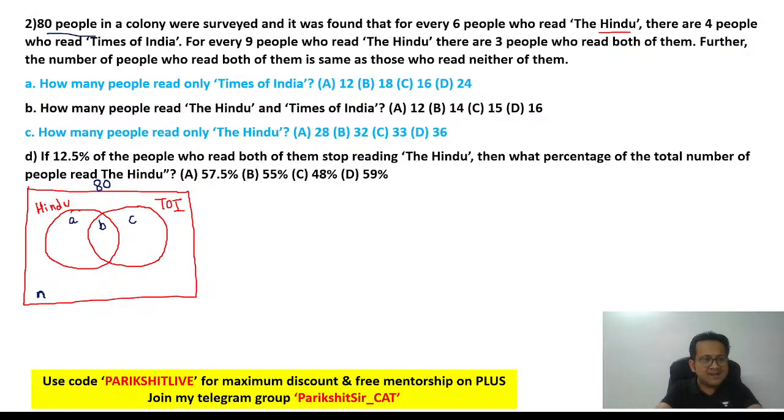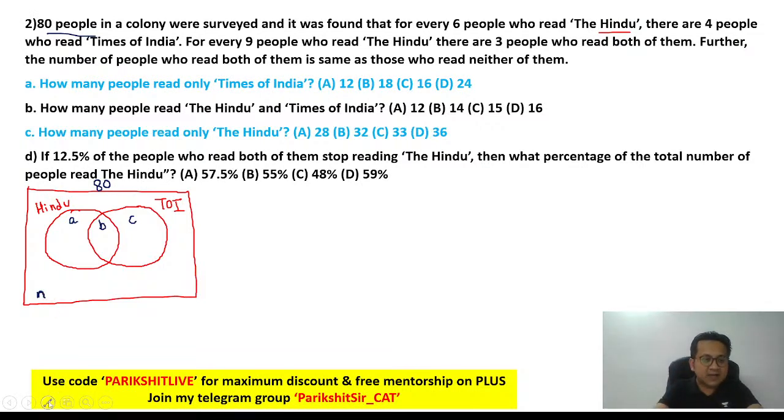Let's spend some time understanding what this is. What is A? A is this portion. Can you see? Only this portion is A. What is A? People who read only and only the Hindu is A. What is C? C is this portion. This portion means people who read only and only Times of India. What is B? B is this portion. This portion means people who read both Hindu and Times of India is B. What is N? N is the people who do not read any newspaper. They don't read the Hindu. They don't read the Times of India. Okay. So the regions are clear.